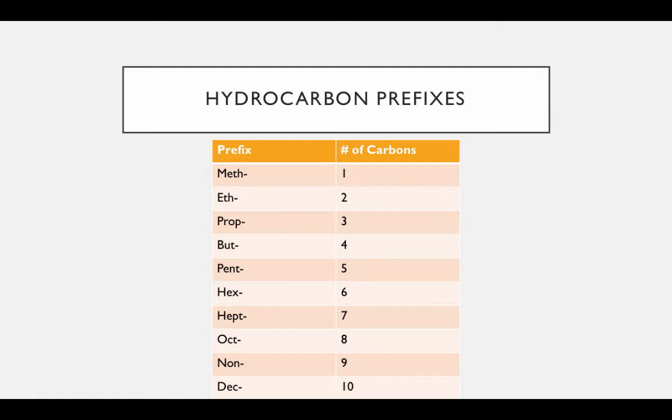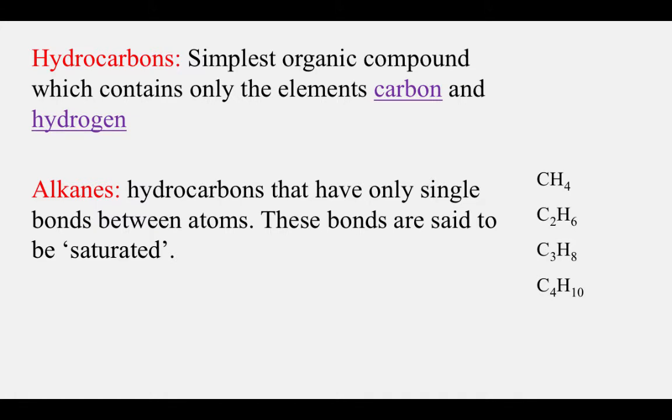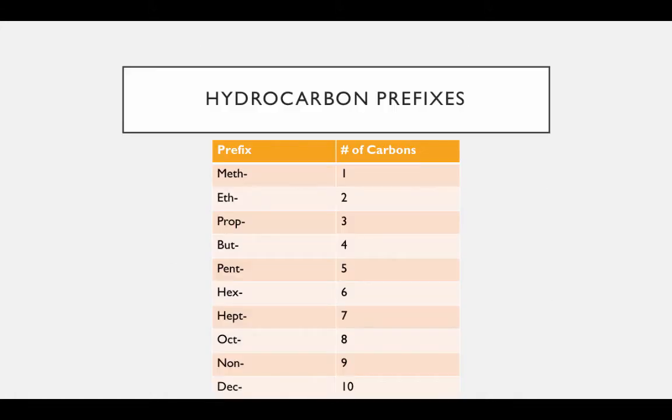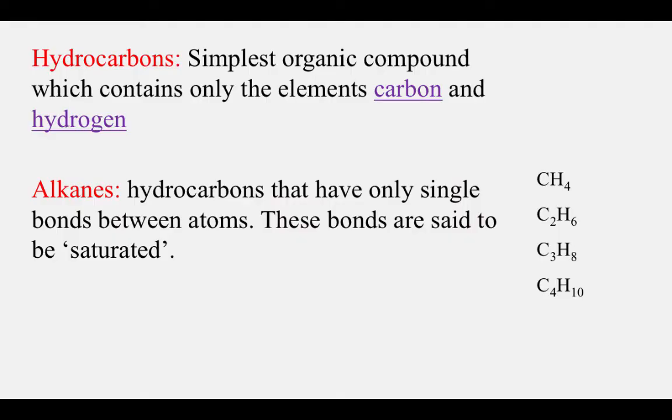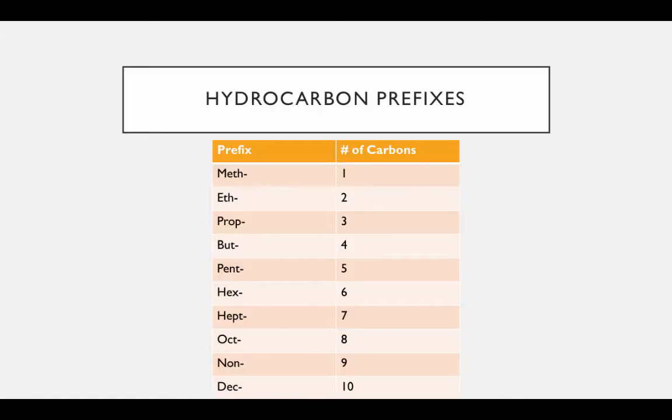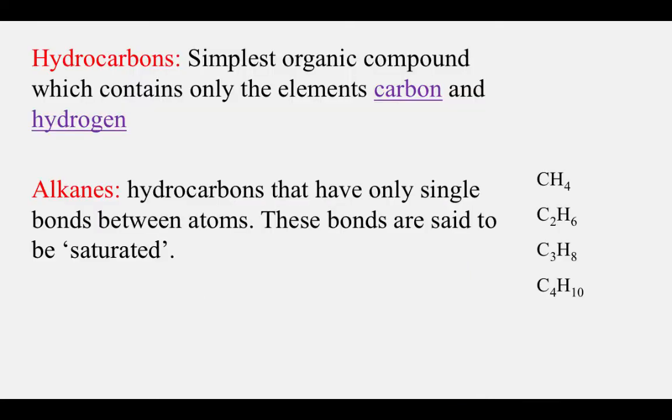If it has two carbons, it's eth. Back on the previous slide, C2H6 is ethane. If it has three carbons, it gets the prefix prop. C3H8 is propane. And my last example, if it has four carbons, it gets the prefix but. If you look at this example, C4H10 would be butane.